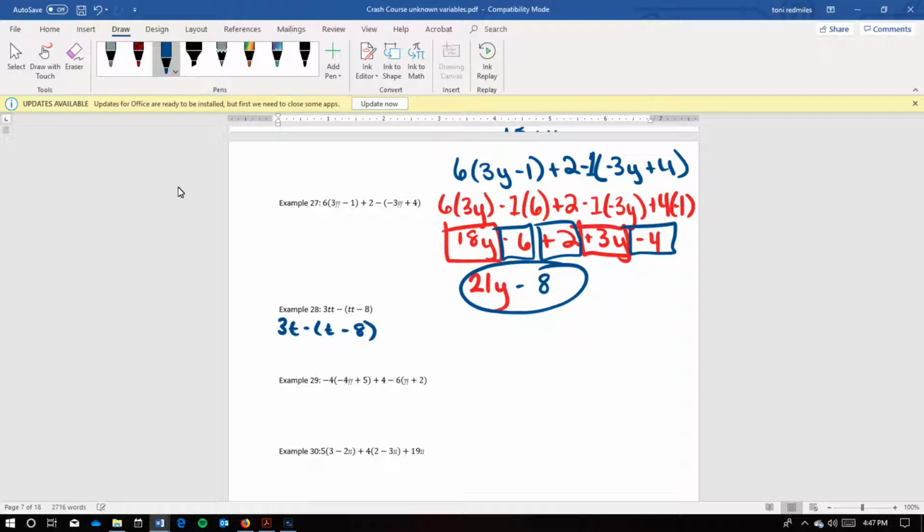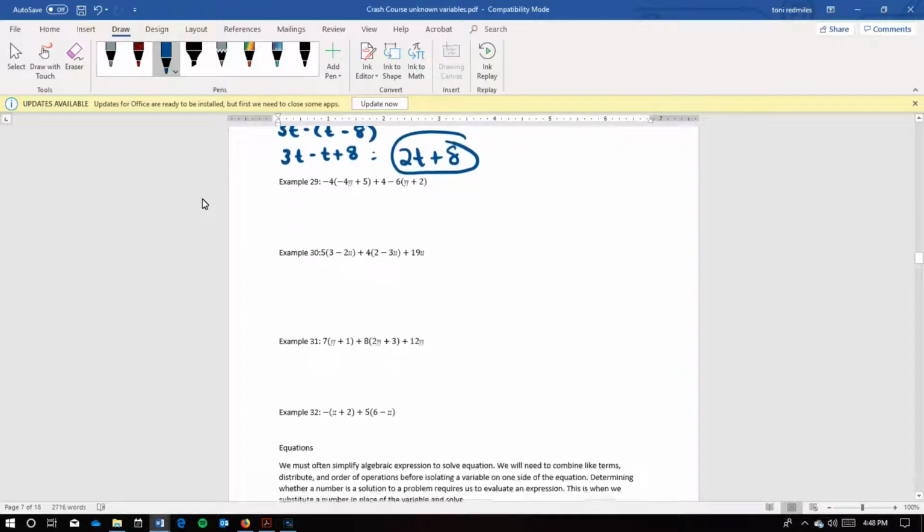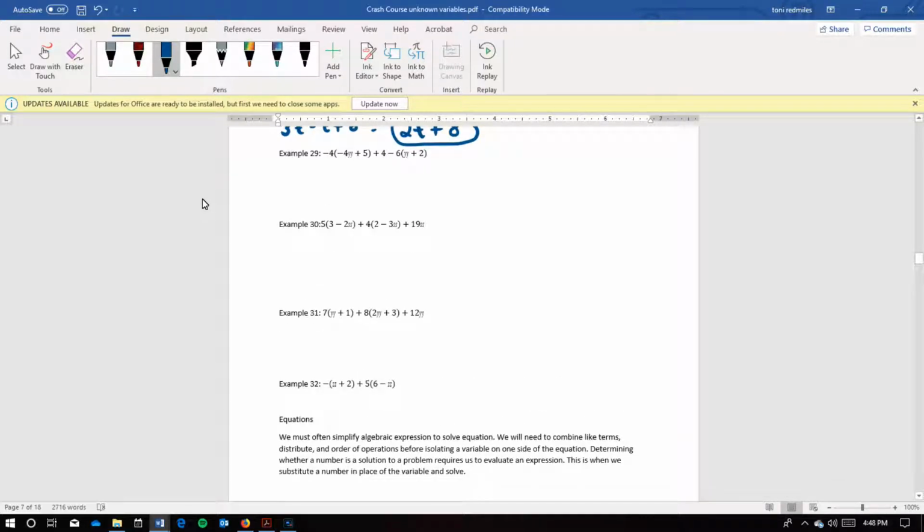Let's treat this as it just changes the sign of everything, because that's the other way we could look at it. The t is positive here, it becomes negative when it comes out of the parenthesis, and the 8 is negative, so when it comes out of the parenthesis, it becomes positive. Combine these two like terms, and I have 2t plus 8. Just a few more.